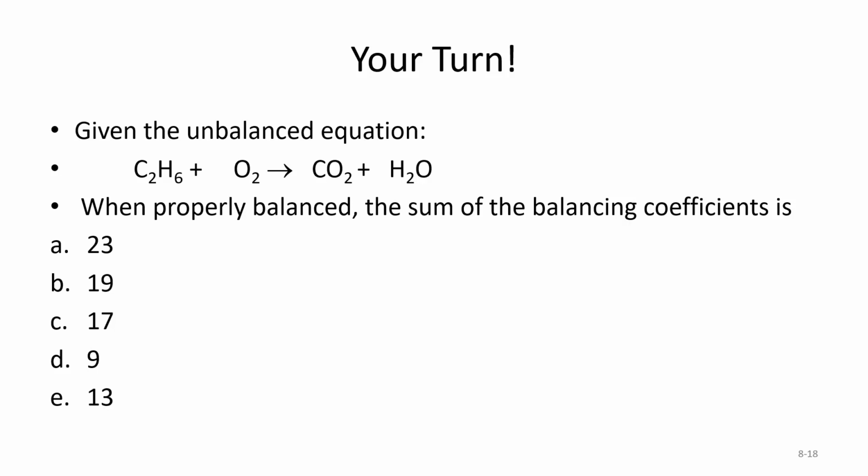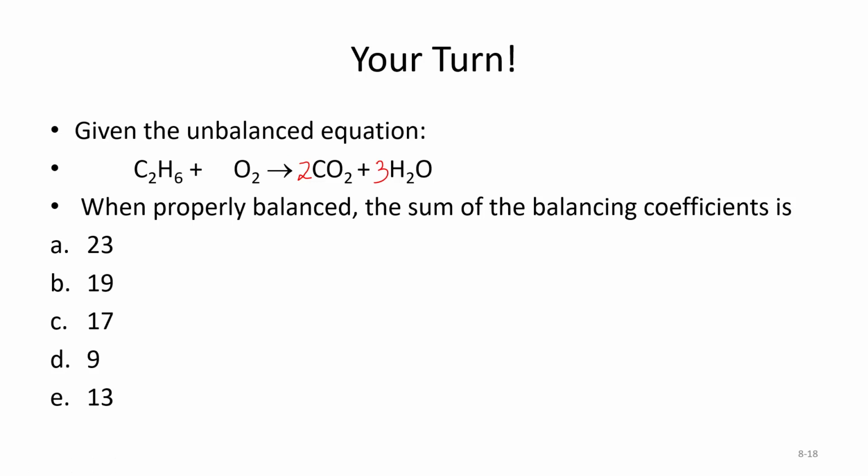So given the unbalanced equation, how would we balance this? Okay, let's start with the carbon. So there's 2 carbon on the left side, and there's only 1 carbon on the right side. So in order to balance out the carbon, we're going to put a 2 here. There's 6 hydrogen on the left side, and there's 2 hydrogen on the right side. So to balance this one, we're going to put a number 3.